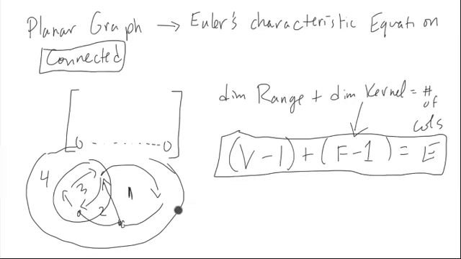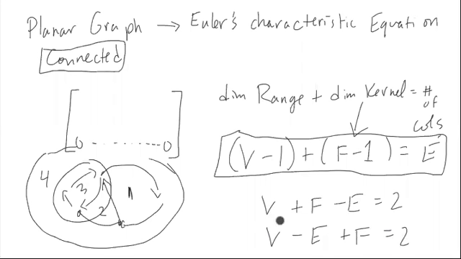So a planar graph has this idea. If we assume that a graph is planar, now by rearranging this equation right here, we end up getting v plus f minus e is equal to 2, or more commonly, v minus e plus f is equal to 2, where v is the number of vertices, e is the number of edges, and f is the number of faces. So if a graph is planar, then we have this idea holding.